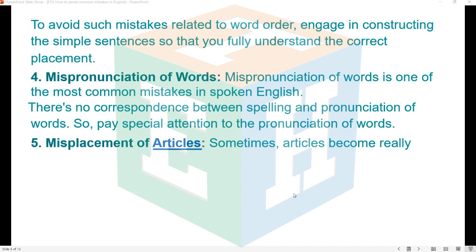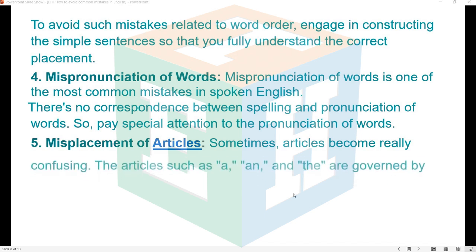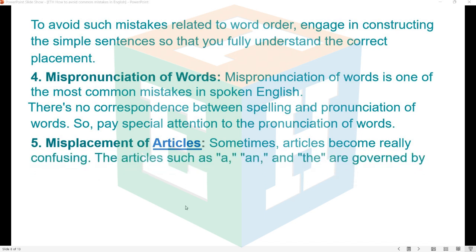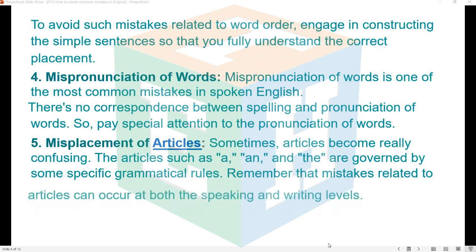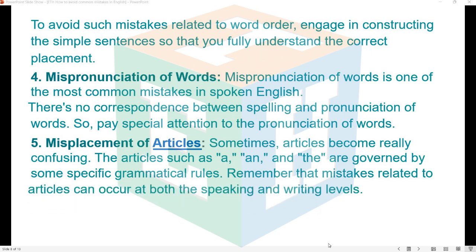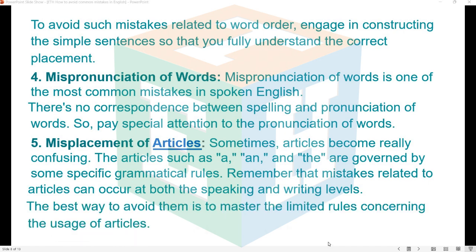Number 5, misplacement of articles. Sometimes articles become really confusing. The articles such as a and the are governed by some specific grammatical rules. Remember that mistakes related to articles can occur at both the speaking and writing levels. The best way to avoid them is to master the limited rules concerning the usage of articles.